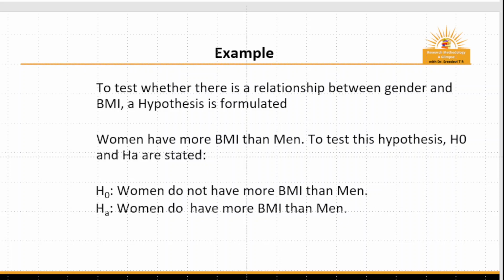To test this hypothesis, H0 null hypothesis and HA alternative hypothesis are stated. H0, women do not have more BMI than men. HA, women do have more BMI than men. In order to test this, we have to collect data, that is body mass index of men and women.